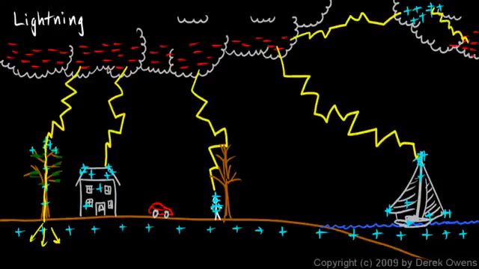A car, though, is pretty safe. It's a pretty safe place to be inside a car. And it's not really so much because of the rubber tires. Lightning could still strike a car. But in seeking the easiest route to the ground, lightning's going to go through the metal exterior of the car, because metal is a very good conductor.